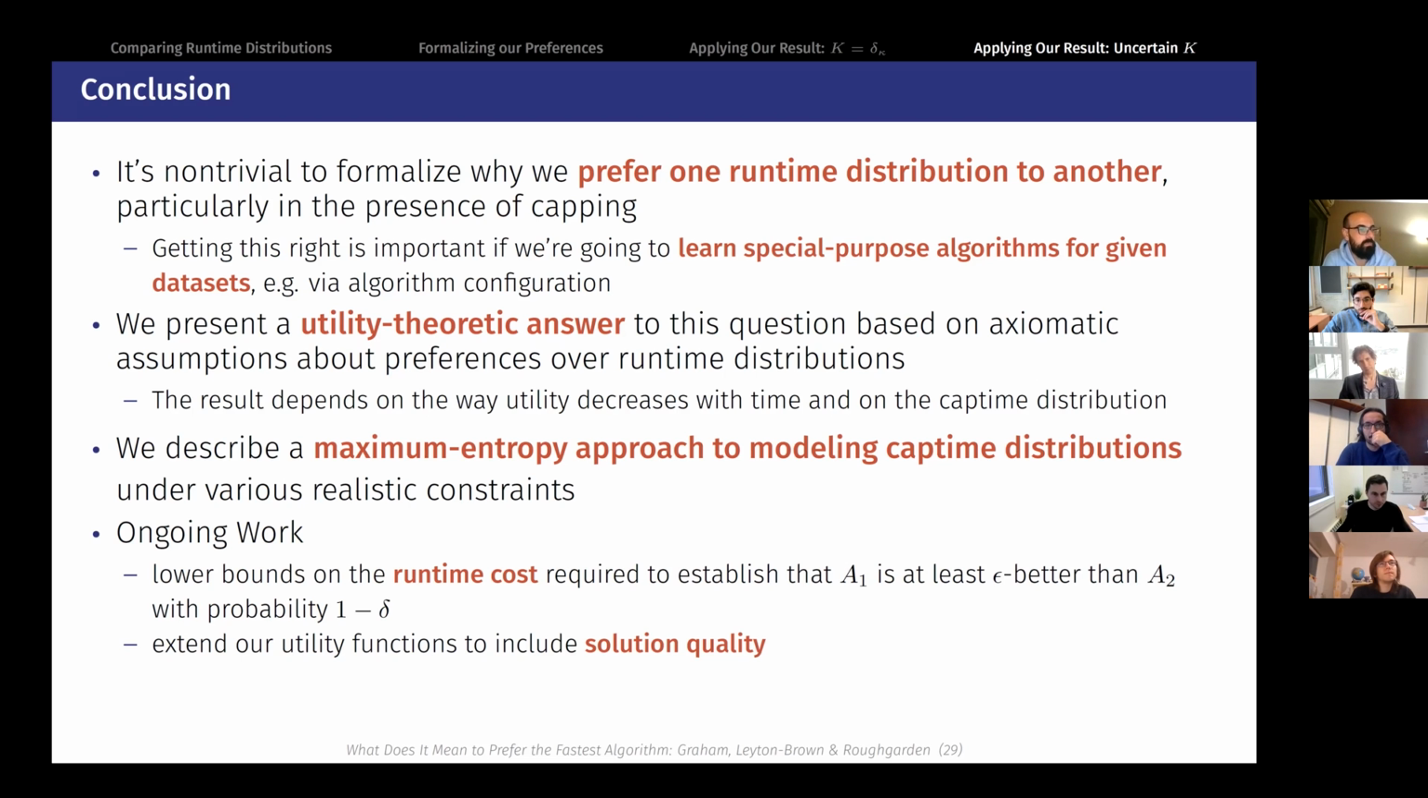And I also talked about the world where you don't really know the cap time distribution, but you know some property about it, like an order of magnitude. And I showed how we can use the principle of maximum entropy to come up with cap time distributions that would be appropriate to use under those various assumptions.